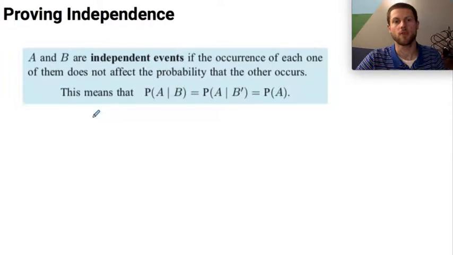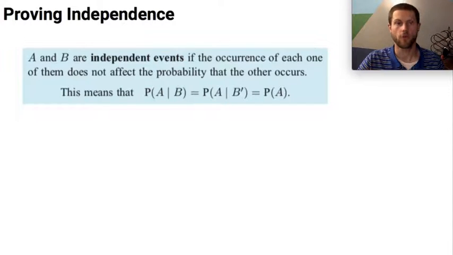So what that means, now that we've seen this conditional probability notation, is that the probability of A given B is also equal to the probability of A given not B. And really what this means is that whatever B is doesn't impact A, since it can happen one way or the other. And that should just end up equaling the probability of A.